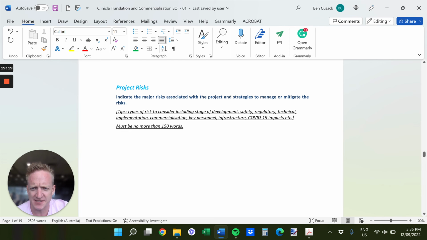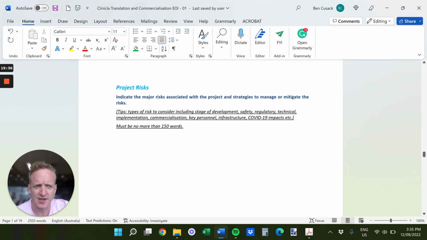Indicate the major risks. Don't be like one company that I saw that said, we see no risks in this project. There are always risks. If not, make them up. So, what happens if you don't have enough money? What happens if you lose a key researcher? What happens if it takes longer?